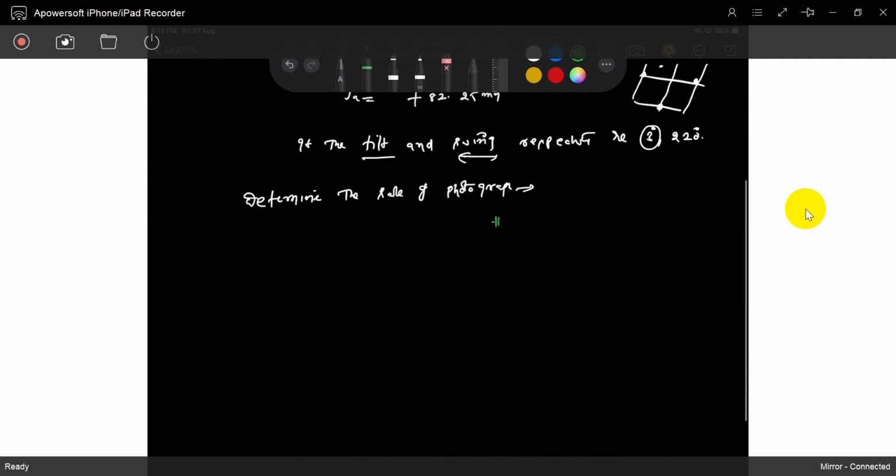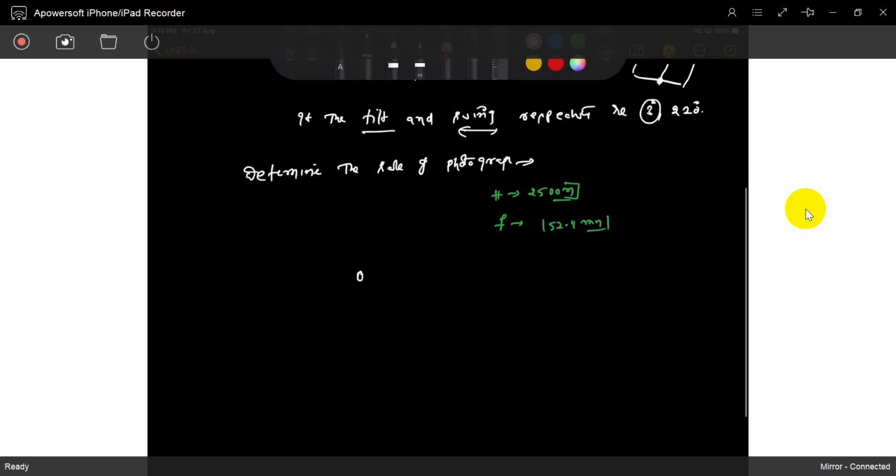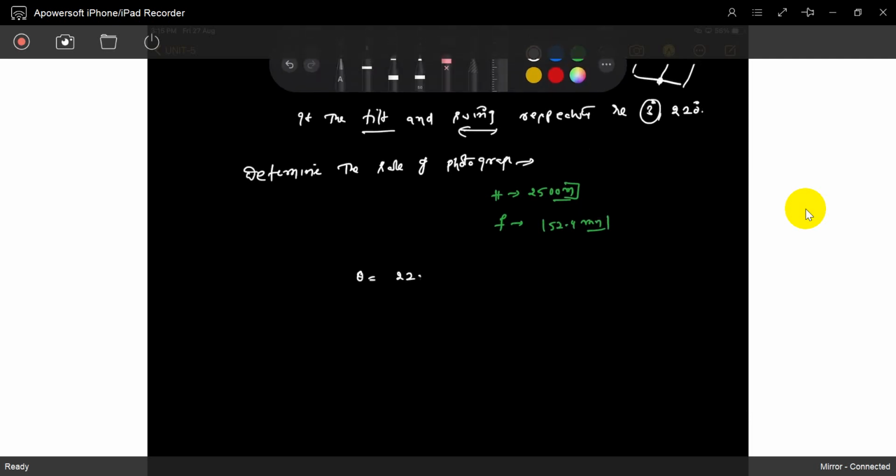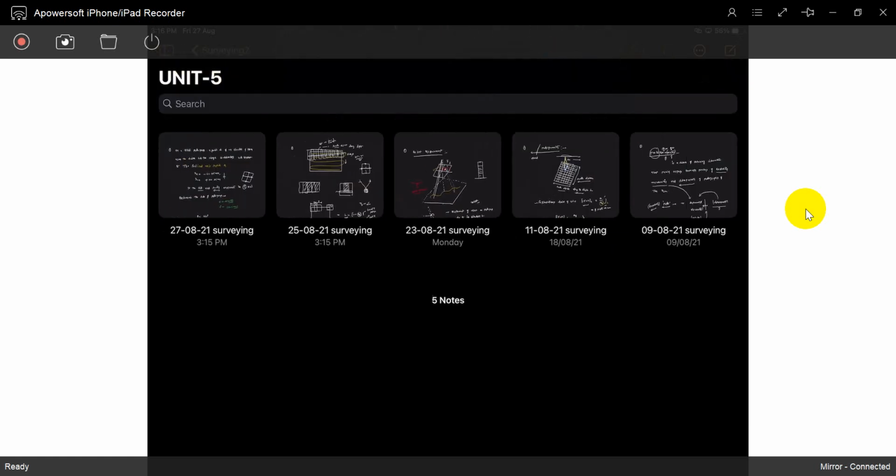Datum height H is 2500 meters. Focal length is 152.4 mm. Now we can see swing is 220 degrees. We can get theta: remove the 180, you will get 40, because we derive the formula that way.